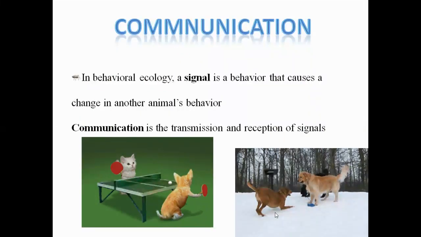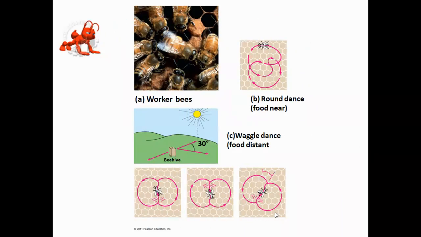Next one, communication. In behavioral ecology, a signal is a behavior that causes a change in another animal's behavior. Communication is the transmission and reception of signals. So they transfer the signals to one another. So this is an example of communication.